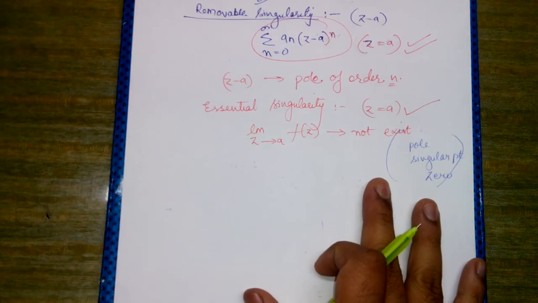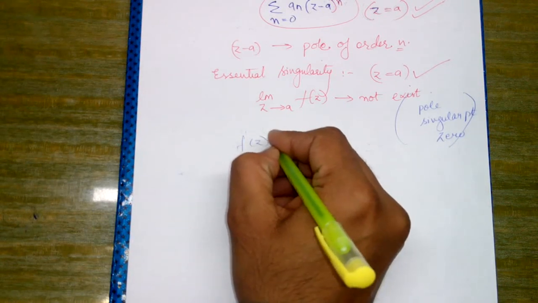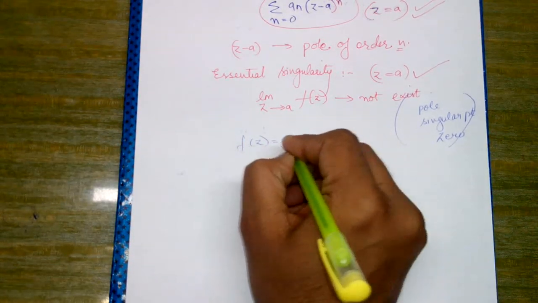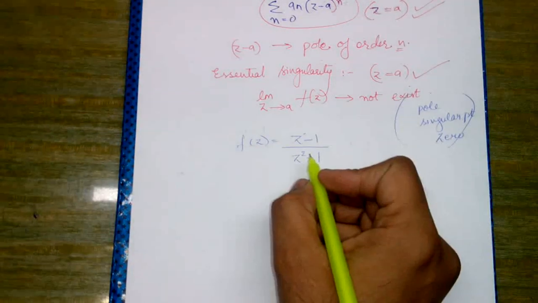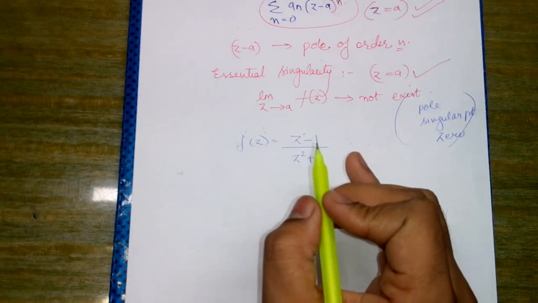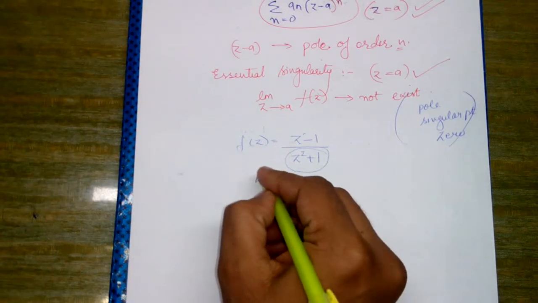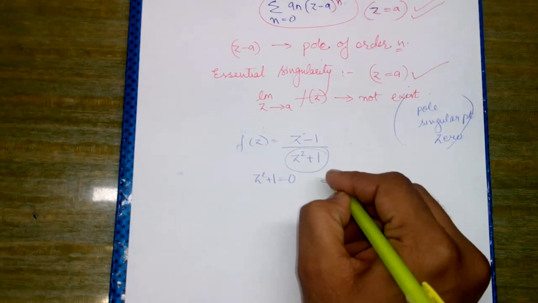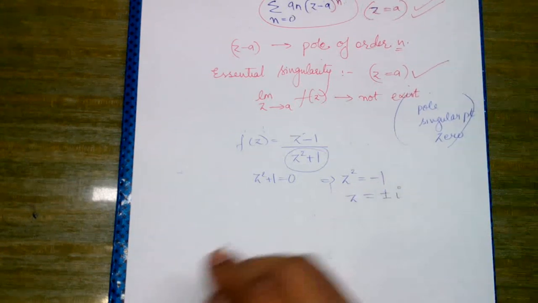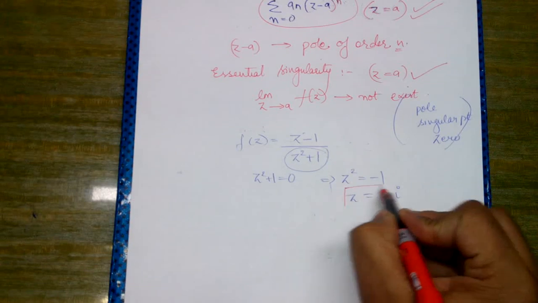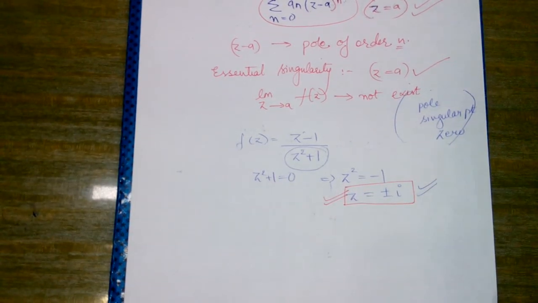Now let us do some questions where we need to determine the singularities. Say this function f of z has been given as z minus 1 upon z square plus 1, and we have to find out the singularities. Now a singularity is a point at which the function ceases to be analytic. If the denominator z square plus 1 equals 0, then z square is equal to minus 1, then z is equal to plus minus i. So z equals plus minus i simply become the singularities. This is a very, very simple numerical.